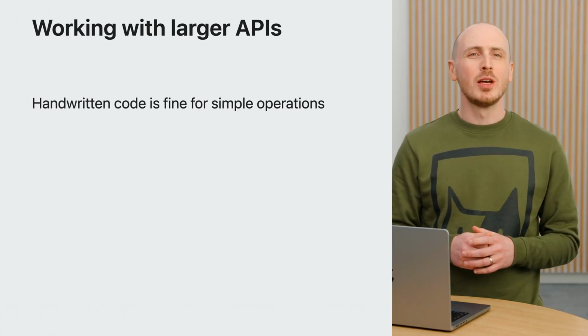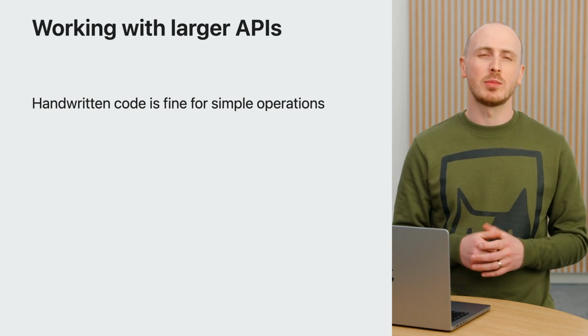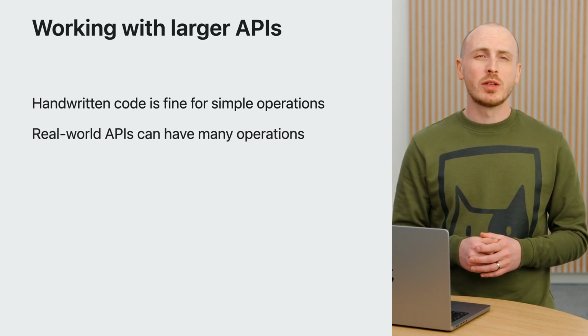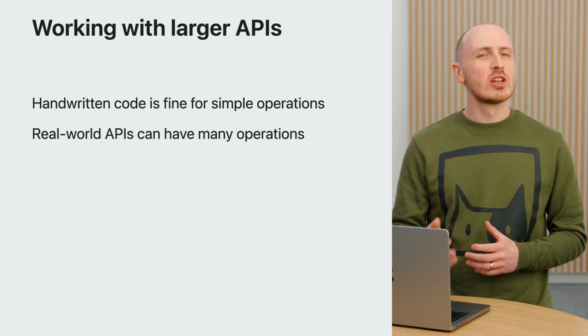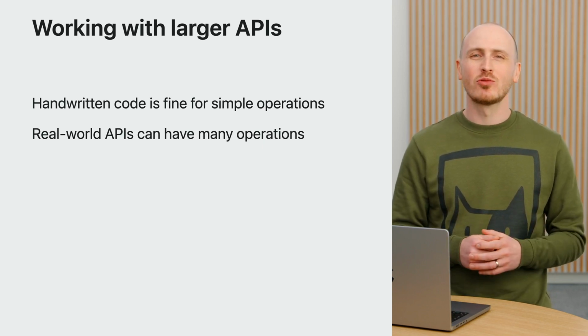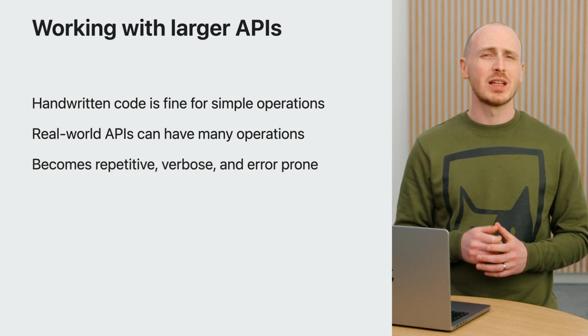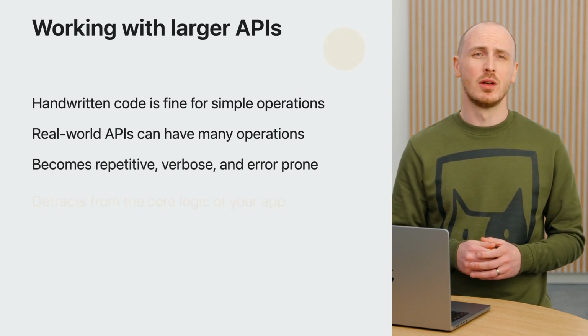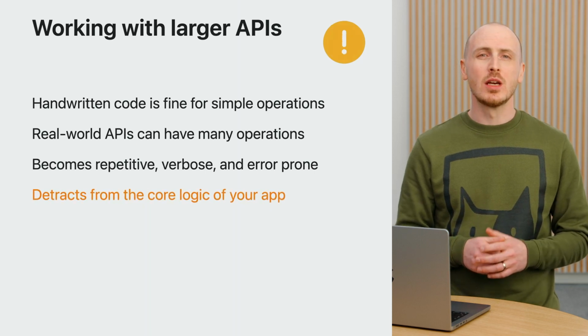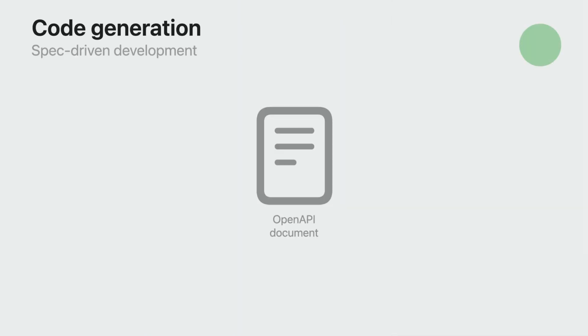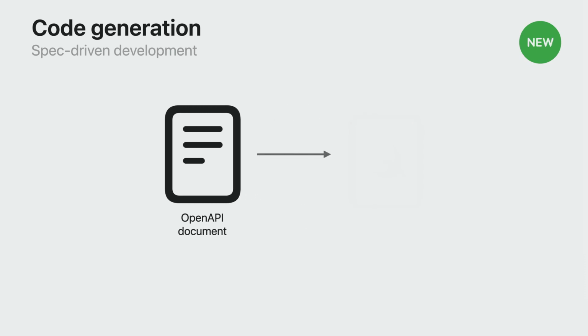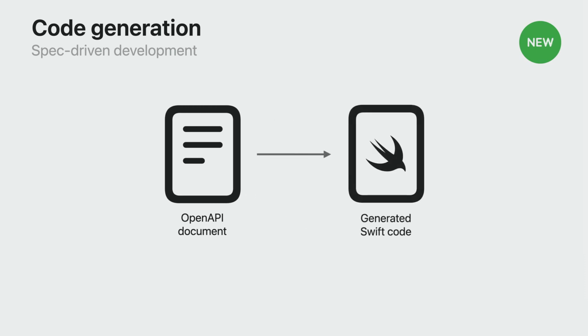Writing this code is fine, but this was just a single request for a trivial API operation. Many real-world APIs have hundreds of operations, with rich request and response types, header fields, parameters, and more. Writing this code for every operation becomes repetitive, verbose, and error-prone. And all of this ceremony in your codebase detracts from the core logic of your app. With OpenAPI, you can use tooling to generate most of this code, so you can focus on the code your users interact with.